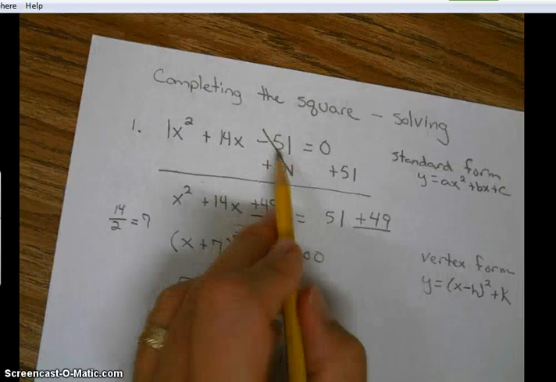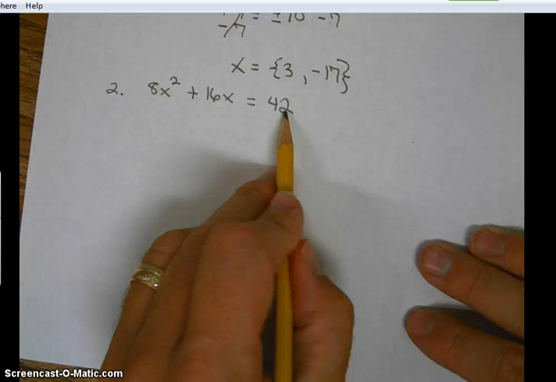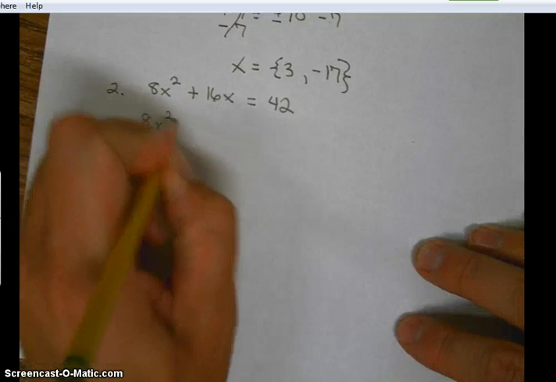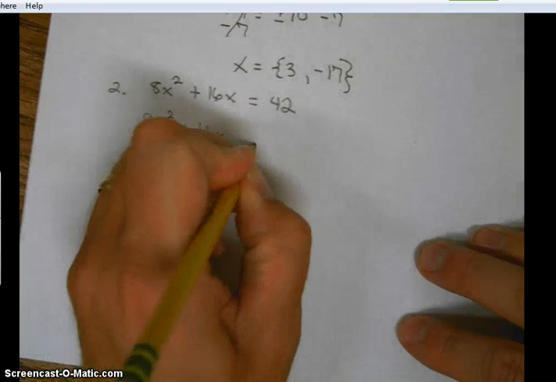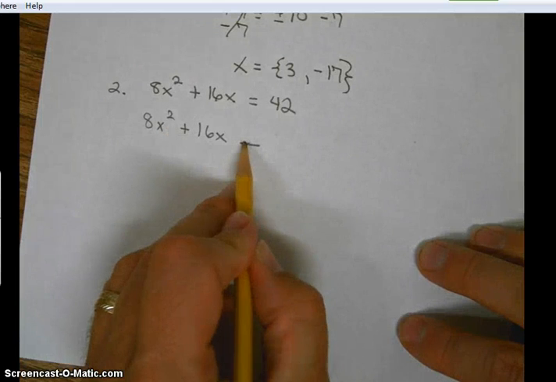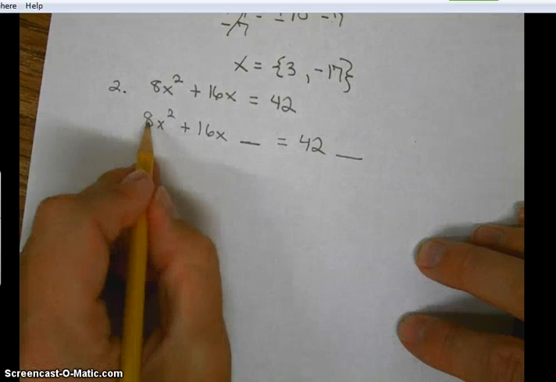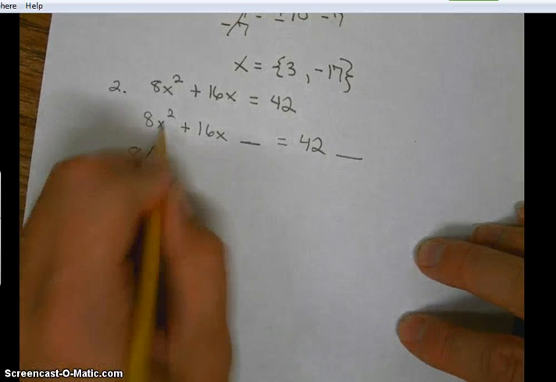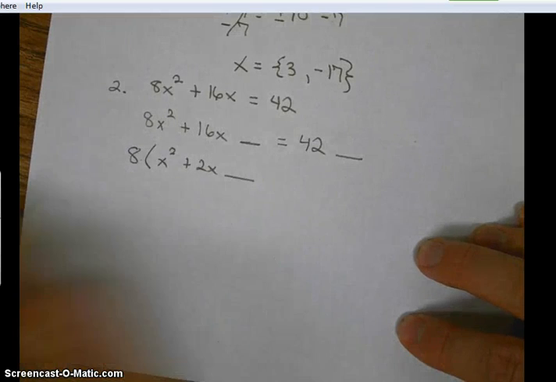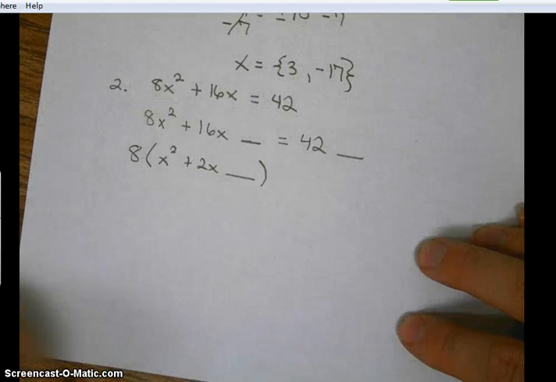Notice that up here we had to move the 51 over to the other side. Notice here the constant is already over there. So I'm going to rewrite this, with the idea that we're going to complete the square here, just like we did above. So I'm going to factor the 8 out. We get x squared plus 2x. We don't know what that is yet, but the 8 has been factored out of that number, whatever number that turns out to be.